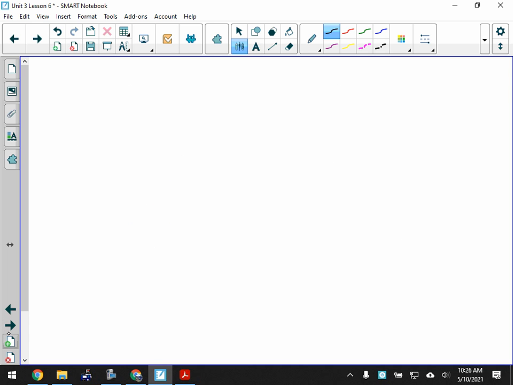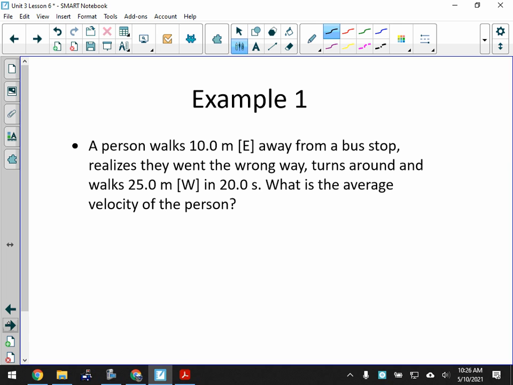All right, so here's example 1. A person walks 10 meters east away from a bus stop, realizes they went the wrong way, turns around and walks 25 meters west, and they do this in 20 seconds. What is the average velocity of the person?